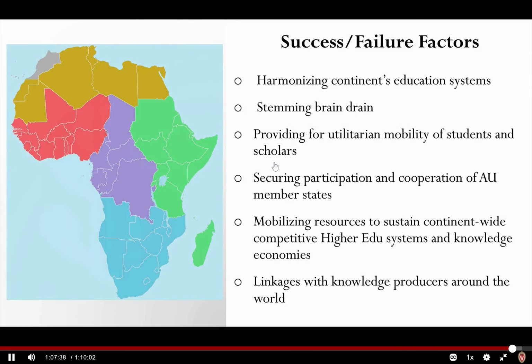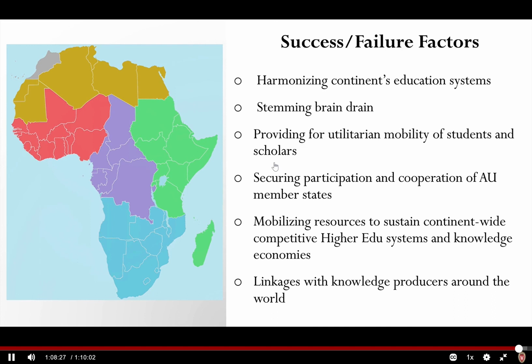How do projects like these, what do they offer in terms of success stories? What are some of the challenges that you might imagine or experience as we do projects like this? Number one is, how do we harmonize the continent's education systems, which is not harmonized right now? How do you stem the tide of brain drain? How do you not train people and then end up losing them to countries in the global north? And how do you secure the participation and cooperation of African Union member states? How do you mobilize resources to sustain this initiative and make higher education systems competitive and relevant in the knowledge economies of the 21st century?